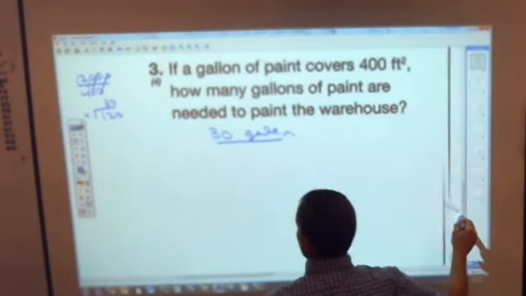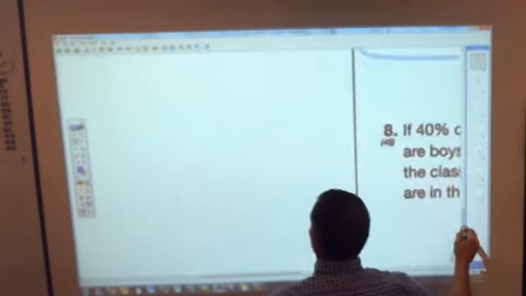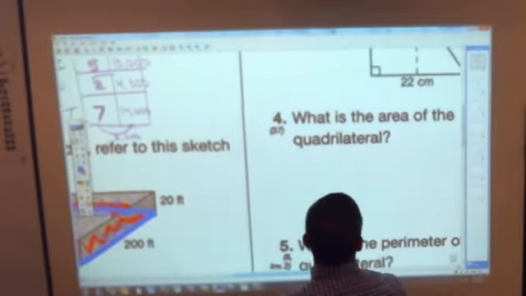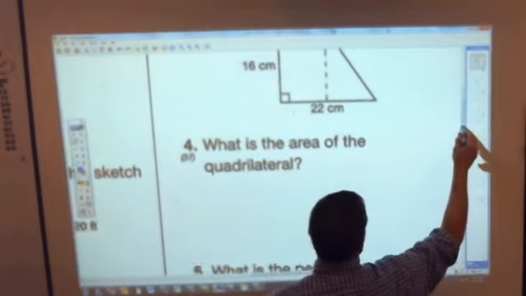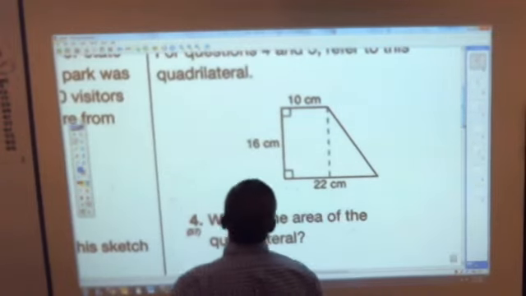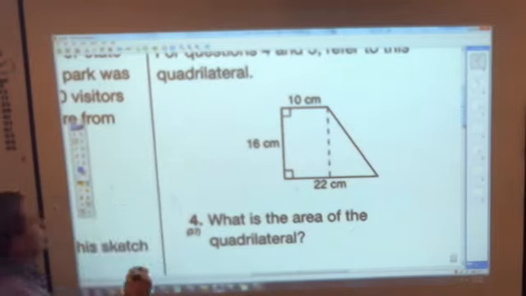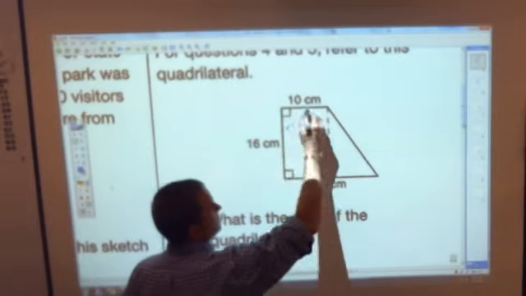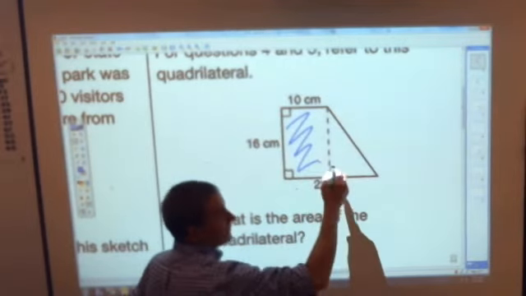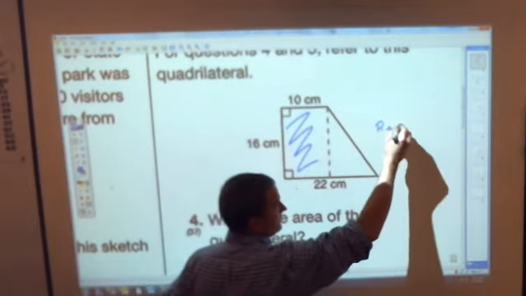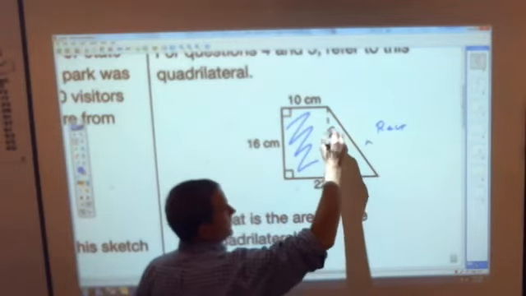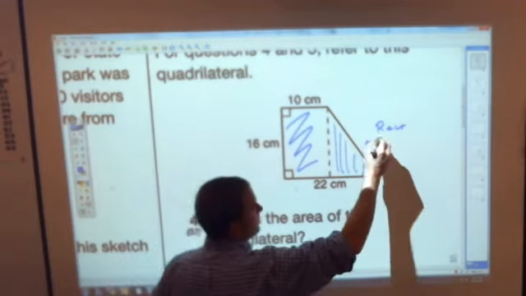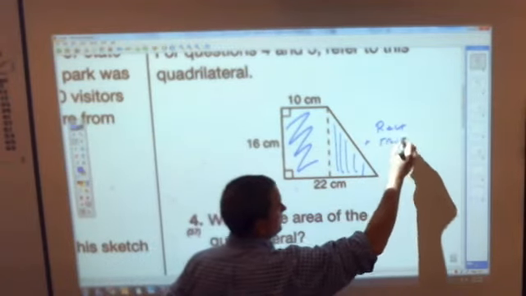Number 4, ladies and gentlemen. There's only 3 problems on the front side of that thing. What is the area of the quadrilateral? Well, to find the area of this, you have to cut it into 2 shapes. You've got this, which is a rectangle, correct? And to that, you have to add this area, which is a triangle.